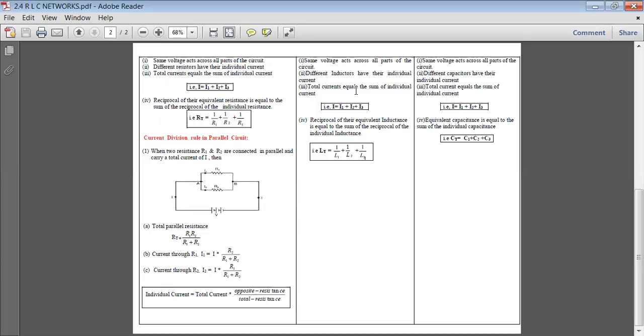Different inductors have their individual current, same thing. If you get a junction for any element, either it is R, L, or C, the current is going to divide.